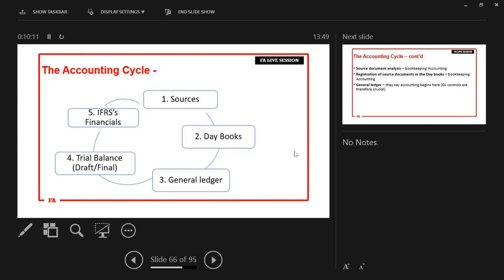You have got source documents, all right? Then you have got the day books themselves. You have got the general ledger. Then you have got the trial balance. Now, initially, you have got a draft trial balance, eh? And I wanted to say that it is wrong for one person to prepare the finances. It's like going for an operation alone if you're a doctor. And we have heard that people have died in the process.